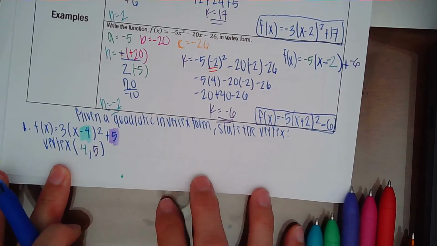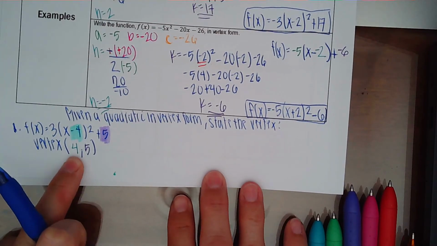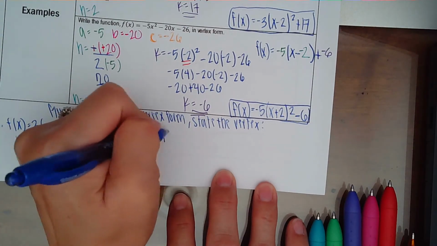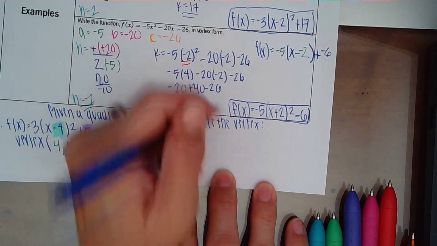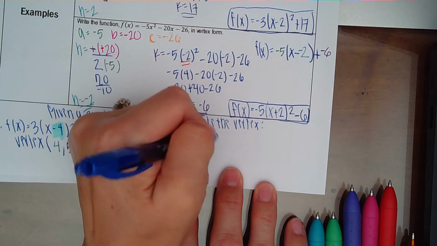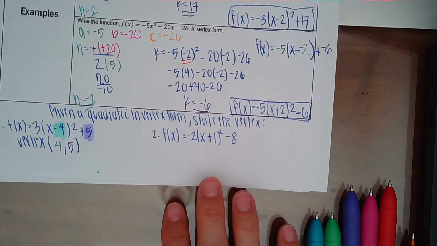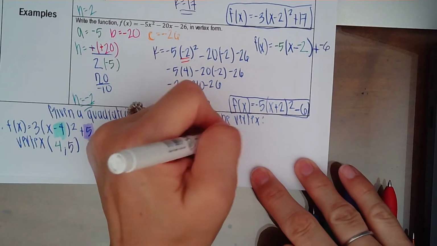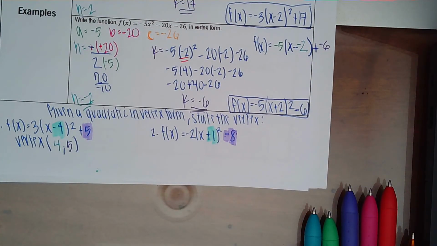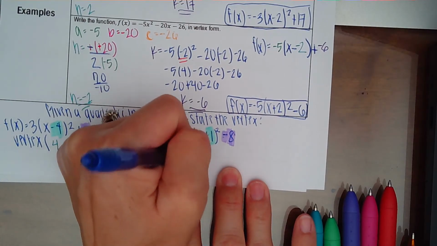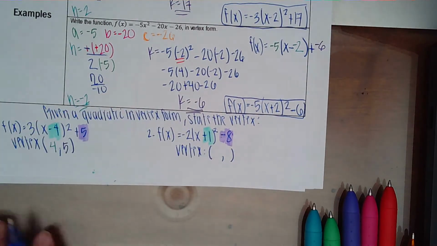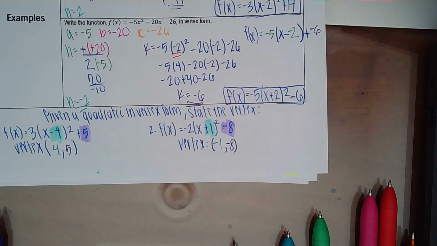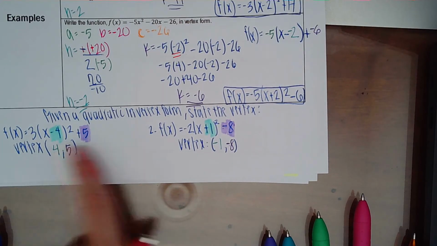Okay, so let's try a different one here. I'll explain why that became opposite in a second. Instead of negative 4, it's a positive 4. Okay, so let's say we had this one. f of x equals negative 2 (x plus 1) squared minus 8. Well, this is your h, and this is your k, and your vertex would be a negative 1 and a negative 8.